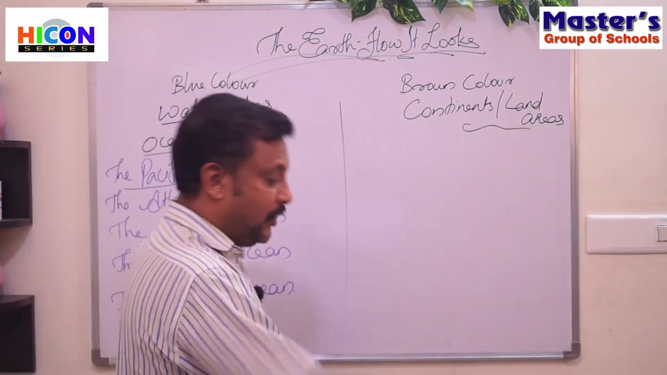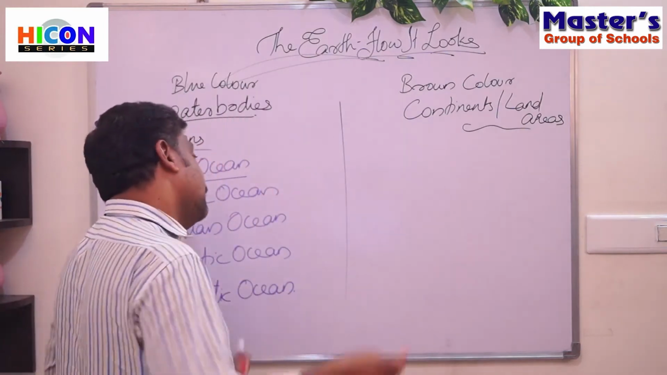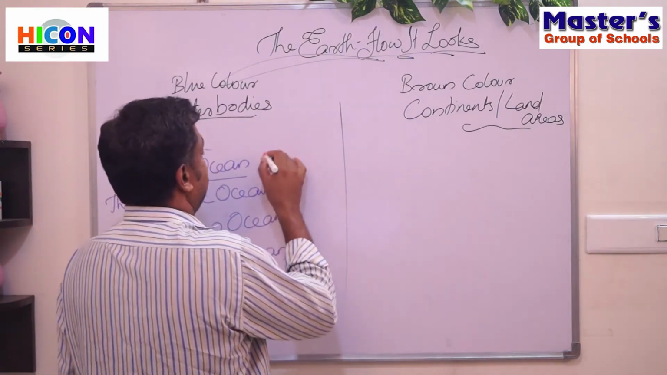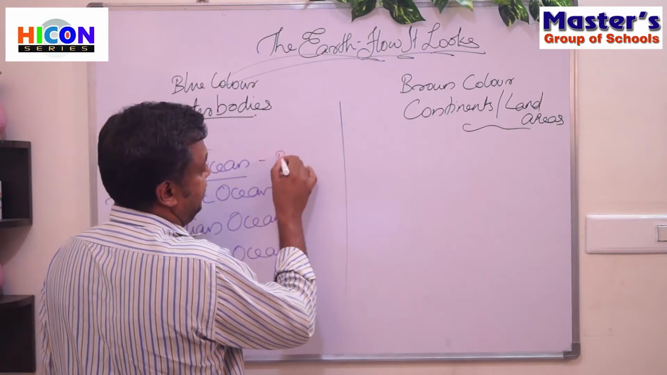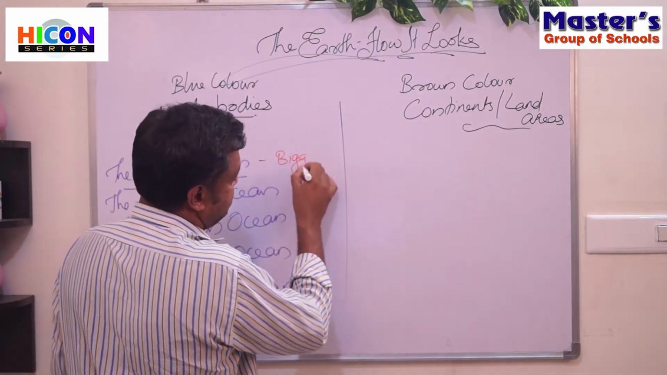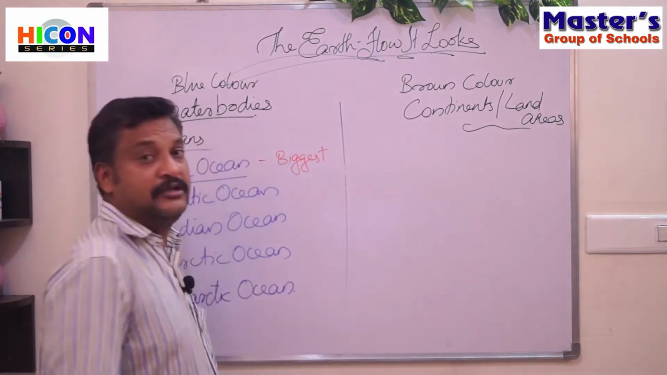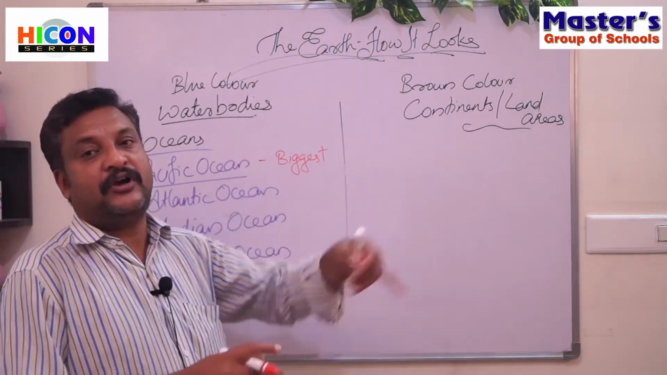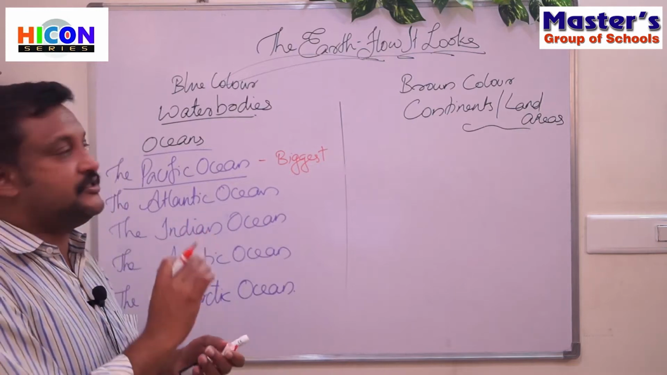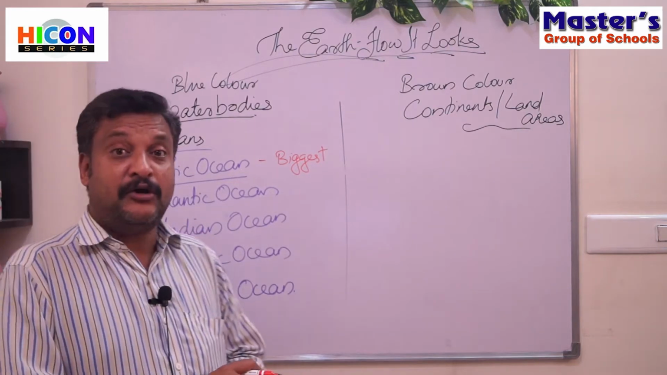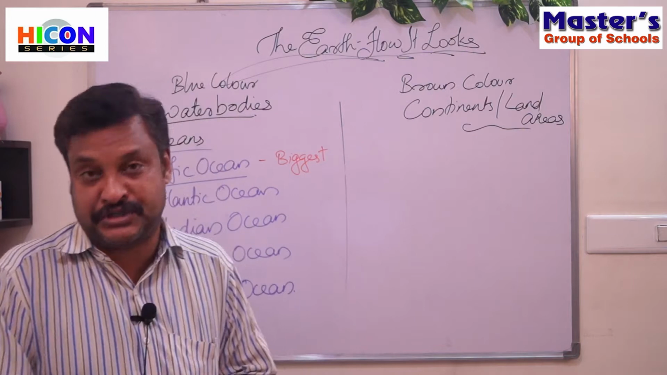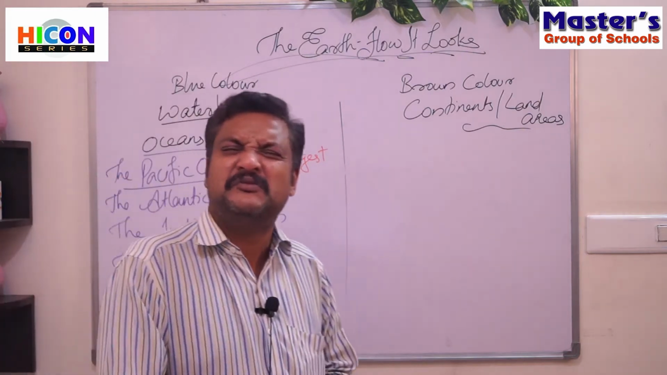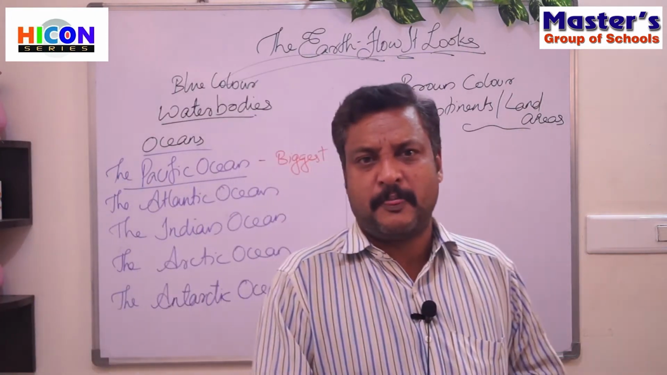There is one or other speciality for every ocean. The Pacific Ocean is the biggest ocean. The Atlantic Ocean is the busiest ocean. Busiest ocean means what? It's very busy.